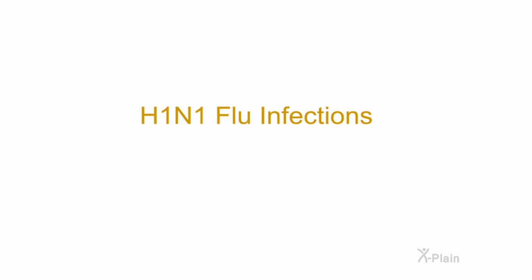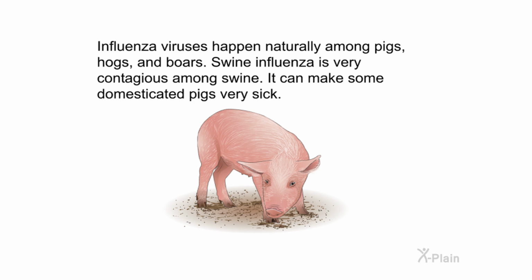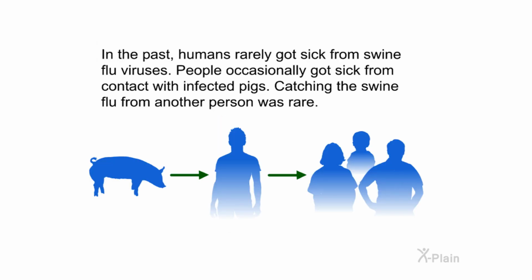H1N1 flu infections. Influenza viruses happen naturally among pigs, hogs, and boars. Swine influenza is very contagious among swine. It can make some domesticated pigs very sick. In the past, humans rarely got sick from swine flu viruses. People occasionally got sick from contact with infected pigs. Catching the swine flu from another person was rare.